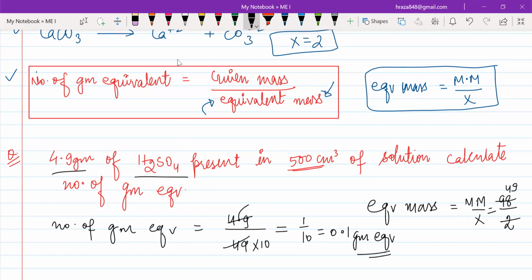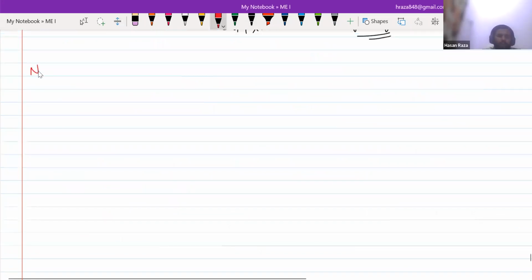Is that clear how we calculated number of gram equivalent? Yes, sir. Okay. Now moving to the main concentration term, that is your normality. Now I'm going to define this normality. Then we will move to the next step.